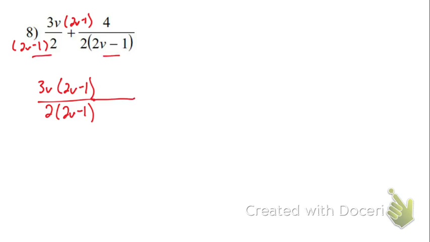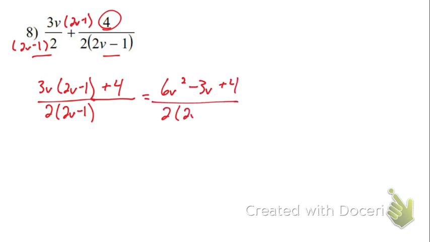Since they match, let's put a plus 4, because that's what plus 4 is. So then this is going to be 6v squared minus 3v plus 4 all over 2 parentheses 2v minus 1. Now, can't factor a single thing out. They don't have one thing in common there.